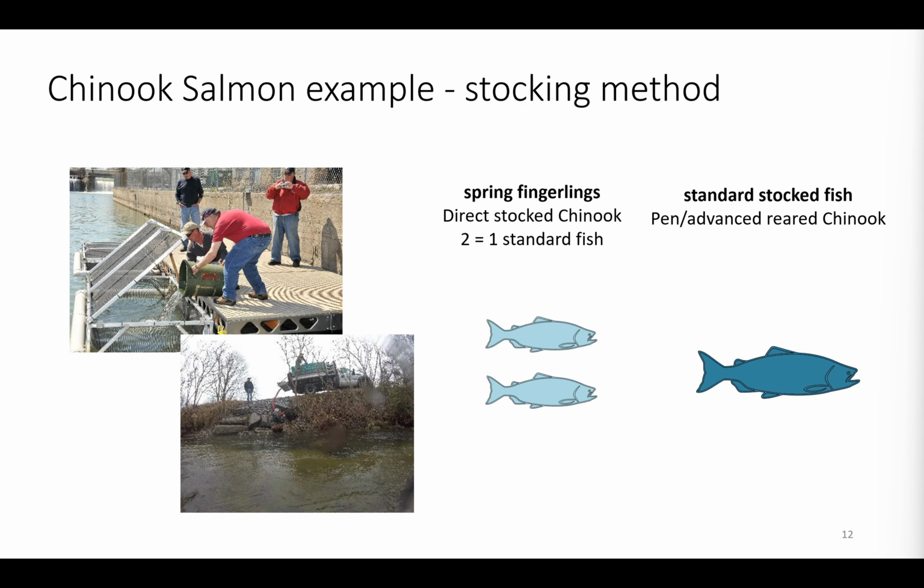For Chinook salmon, the 2-to-1 ratio, we called the pen fish a standard stock fish. So if you're direct stocking Chinook salmon in the river, you can actually stock them at 2-to-1 because your survival's lower. And now you've got a choice. You could put them in the pen, you could move them out, move them into the stream, increase your stocking number, but there's a higher mortality.